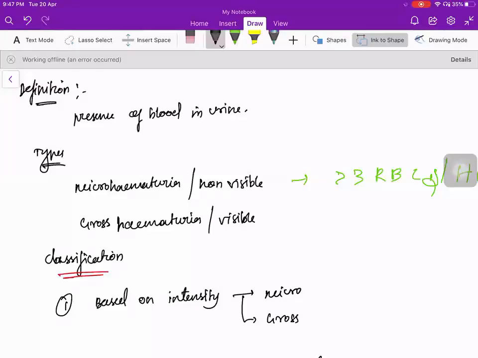So we are going to discuss when a patient develops hematuria. What are the things we have to look into? What are the things we have to evaluate? That's all we are going to talk about.